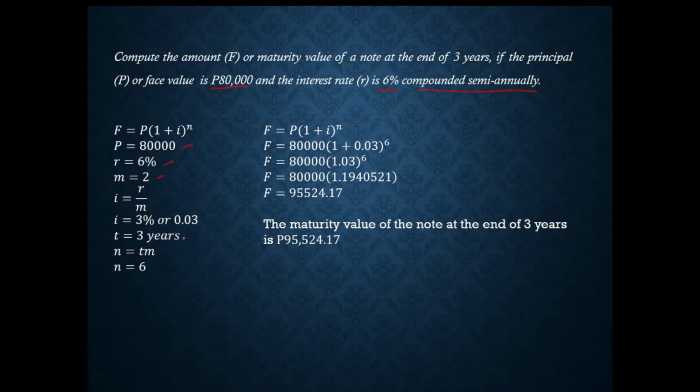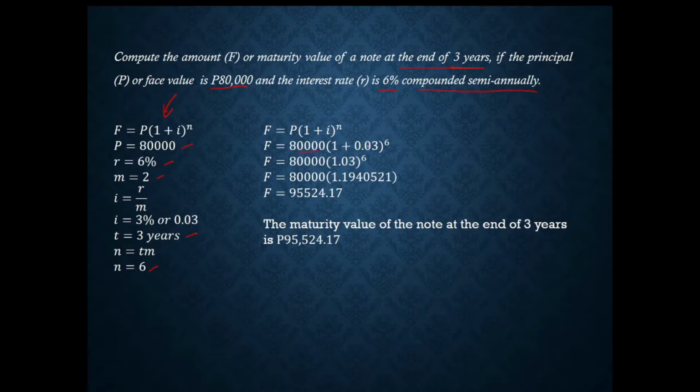In terms of the term, it will depend upon the given value here, which is 3 years. So you have 3 years there. And then N would be the product of T times M. So T is 3 and M is 2. Hence, you'll have N, which is equal to 6. From the given values that we have here, we just substitute that to our given formula.